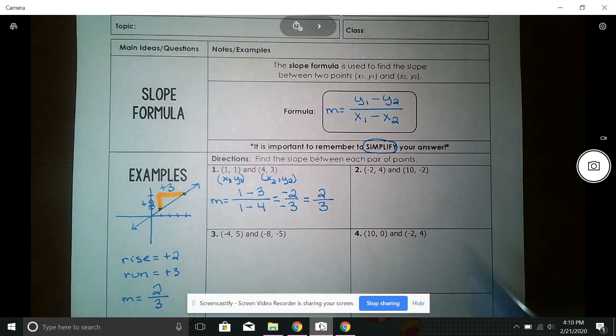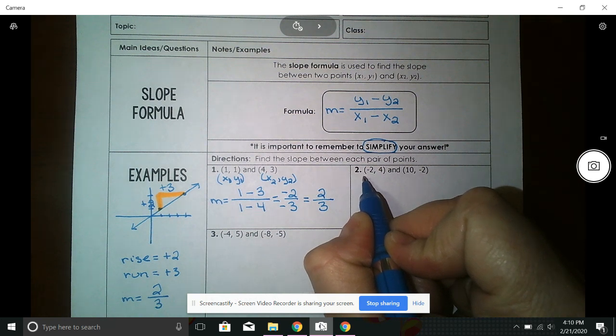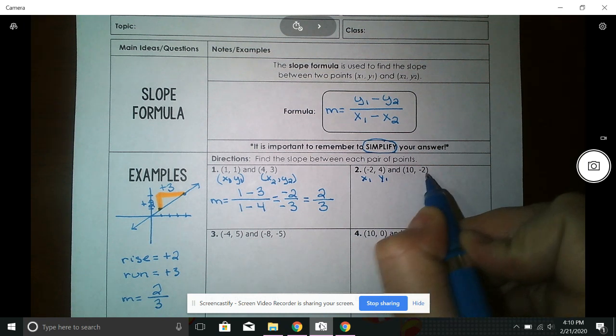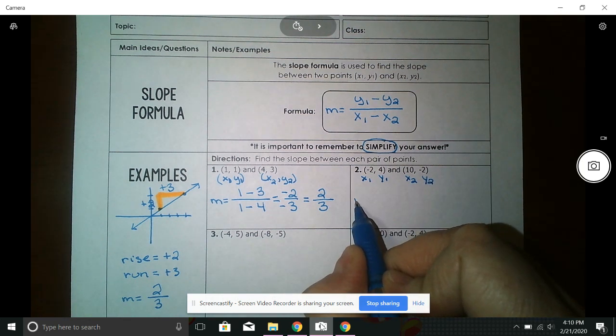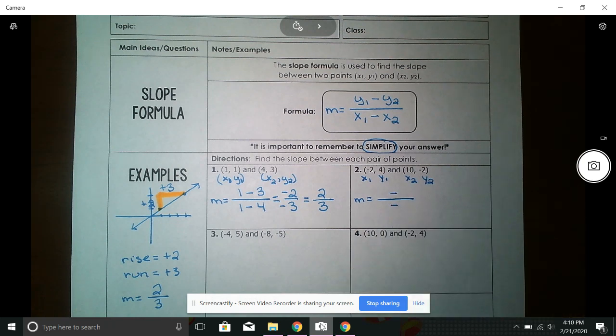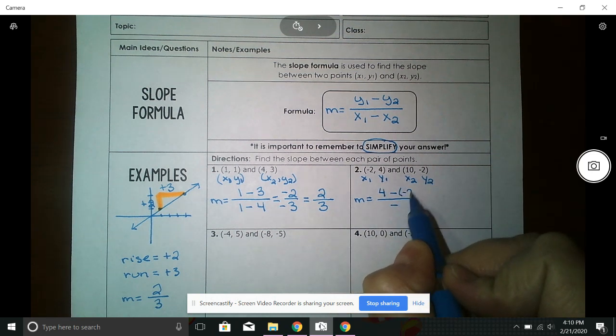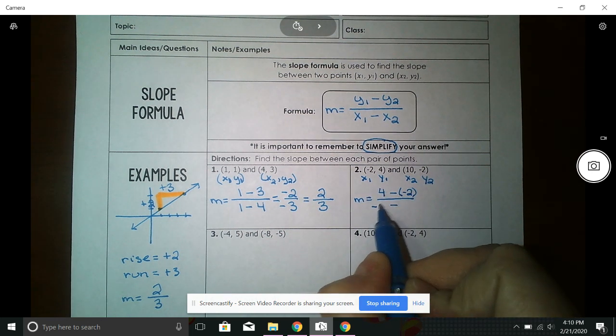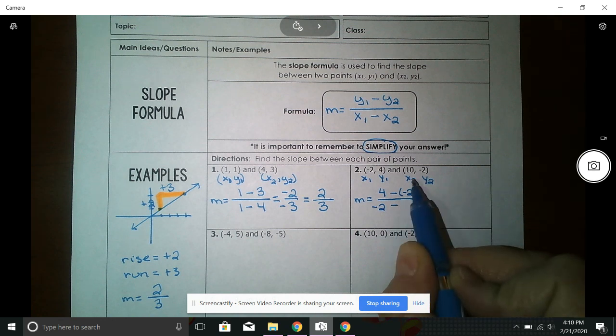Let's do another example. Negative 2 comma 4 is going to be my x1 and y1. 10 and negative 2 is my x2 and y2. Set up my fraction bar. You can even go ahead and put your minus signs in there if you want to. Then you'll know exactly where to plug in each point. Y number 1 is 4. Y number 2 is a negative 2, so we'll have a double negative right there. X number 1 is negative 2 minus x number 2, which is 10.